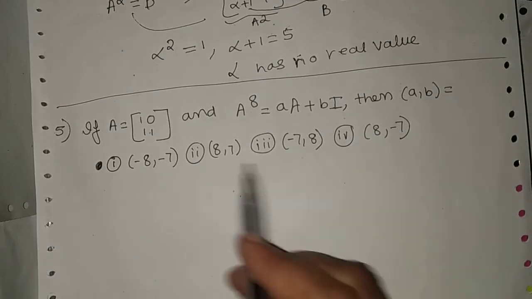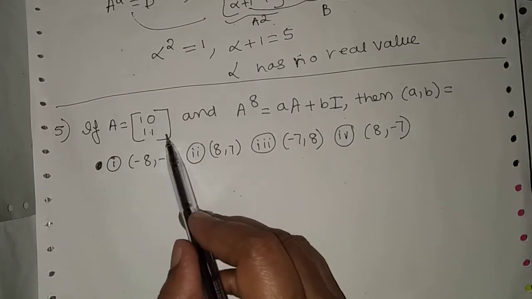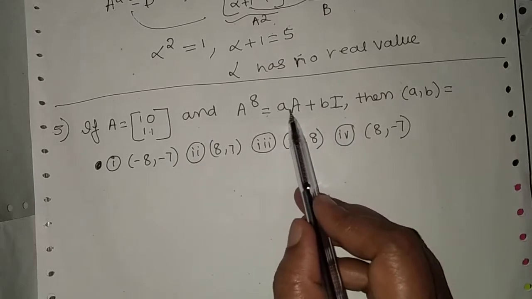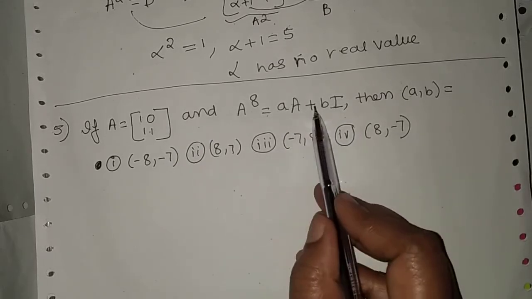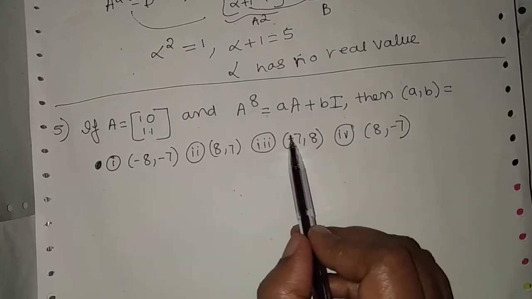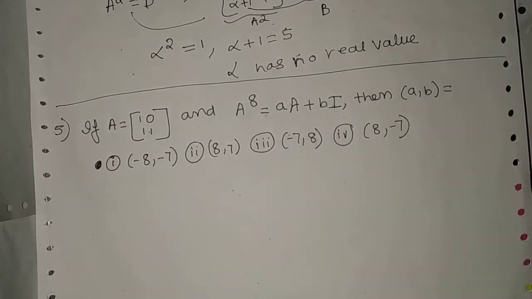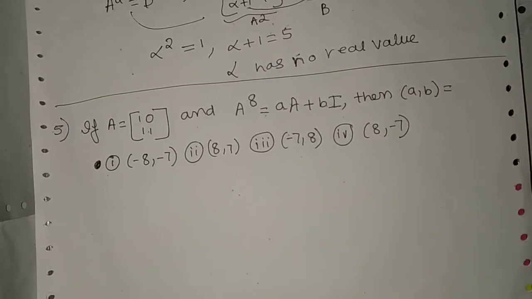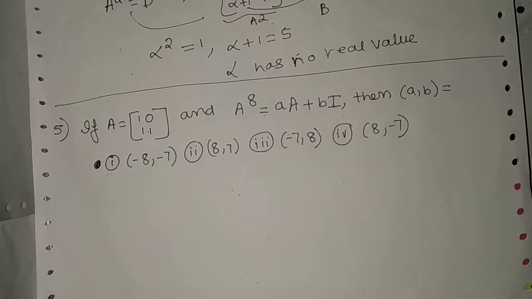So the fifth one given is a matrix 1 0 0 1, and A square is equal to A plus B into I, then AB is equal to, which are the elements we'll get? We have to take these elements and prove this answer. So now what happens? We move on to the fifth one.